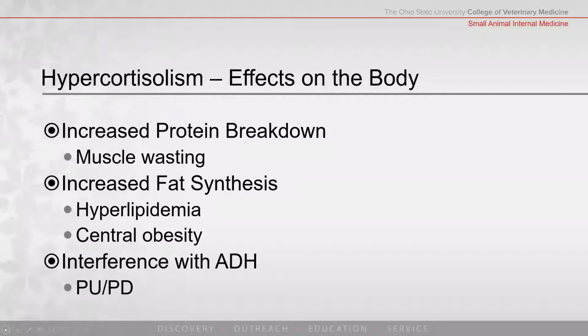That central obesity, along with the muscle wasting and the hypertrophy of the liver that we get, all leads to that classic potbelly dachshund that we think of. The abdominal muscles are weakened, the liver is big and heavy and pushing down, and that's what leads to all of that. Next slide.